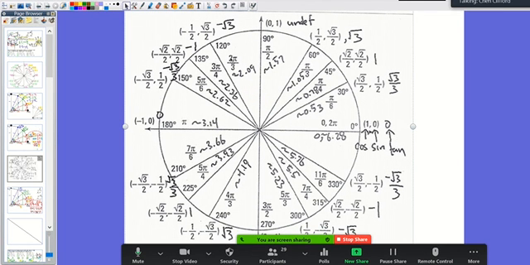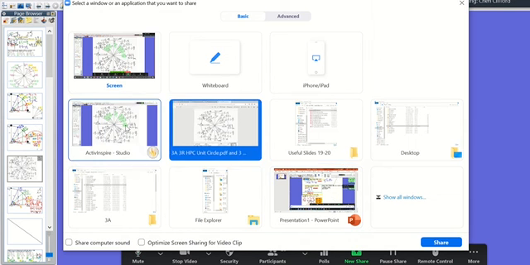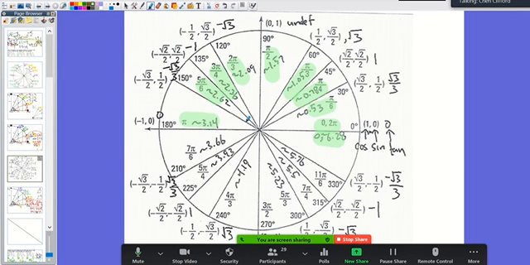Now, I don't want you paying attention to these green highlights. Don't even worry about them right now. Going all the way around, I don't want you to worry about any of these green highlights. Everything else is the same as the unit circle I showed you earlier, except for these pinks. The pinks are going to be your tangent values. And look what it says right here: CST, cosine, sine, tangent.